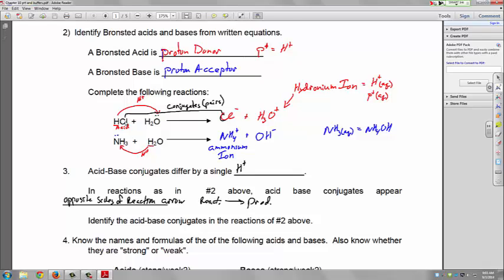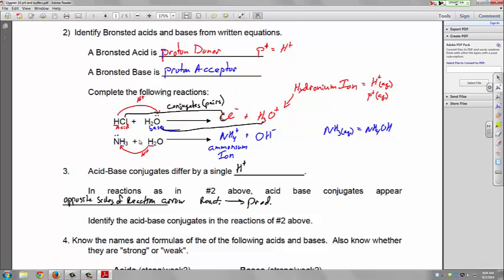Kind of go together. Water is a Bronsted base in this case. It's accepting the hydrogen from HCl. So water is the base on the reactant side. On the right-hand side, we see the hydronium ion, H3O. They differ by a single hydrogen. They're on opposite sides of the reaction arrow. And so here's our other acid-base conjugate pair. It's water and the hydronium ion.